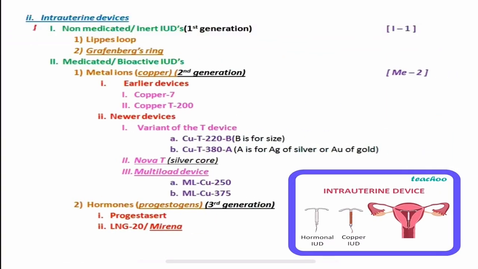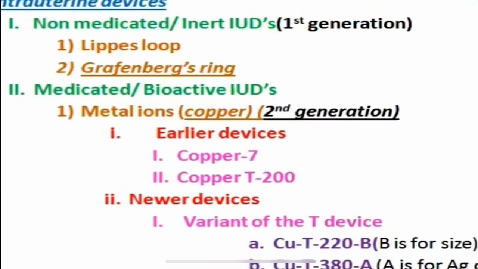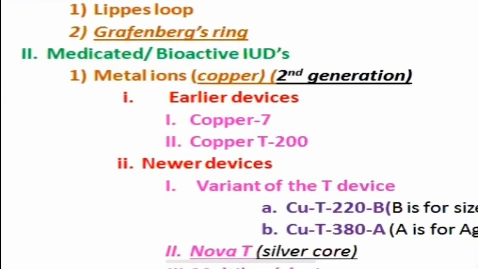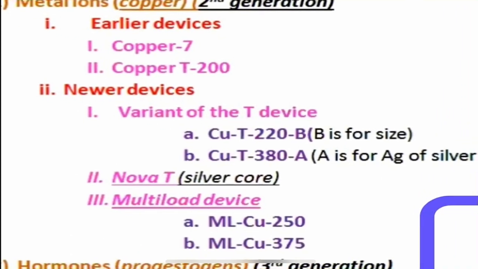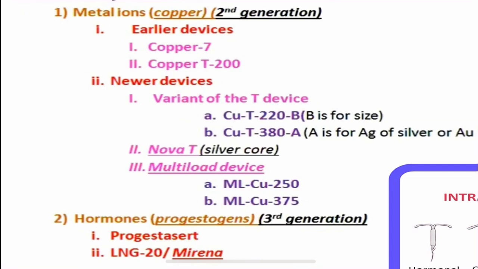Now let us see the examples. The first one, non-medicated, also known as inert or first generation, we have Lippes loop and Grafenberg's ring. Under the medicated, we have metal ions, that is copper releasing, second generation. Why did they start using copper? A new approach was made wherein they started adding copper to the intrauterine devices. Initially it was non-medicated. Later on copper was added, because copper has a very strong anti-fertility effect.